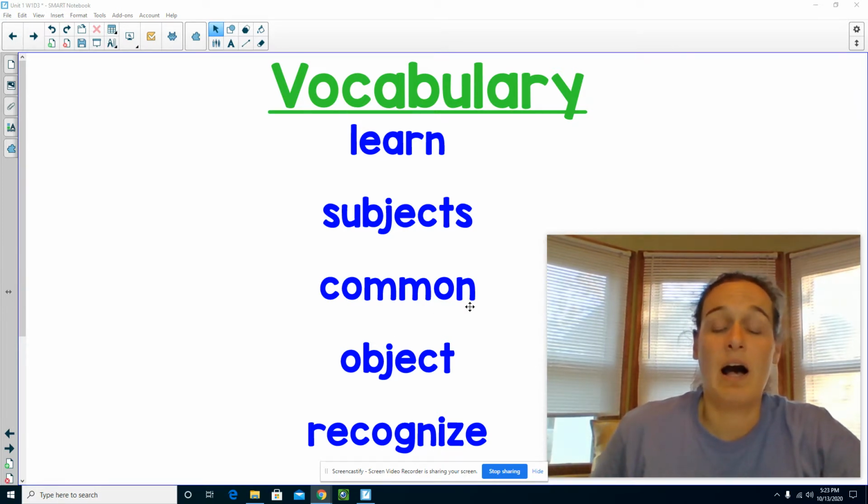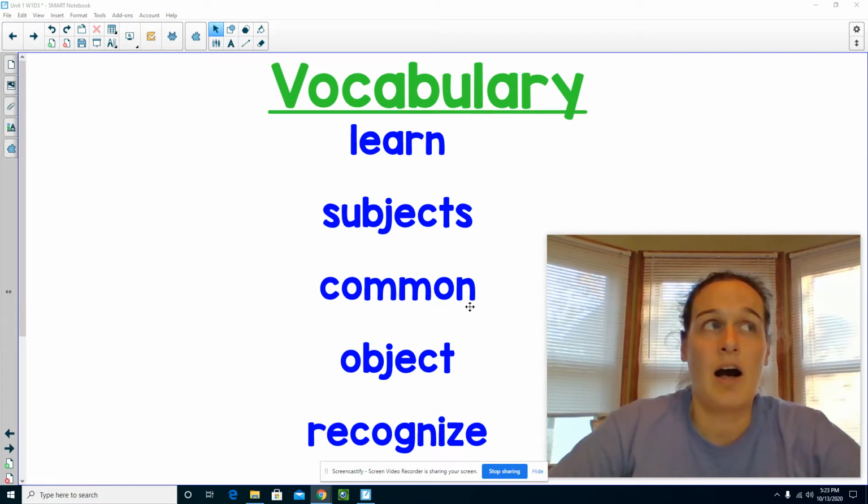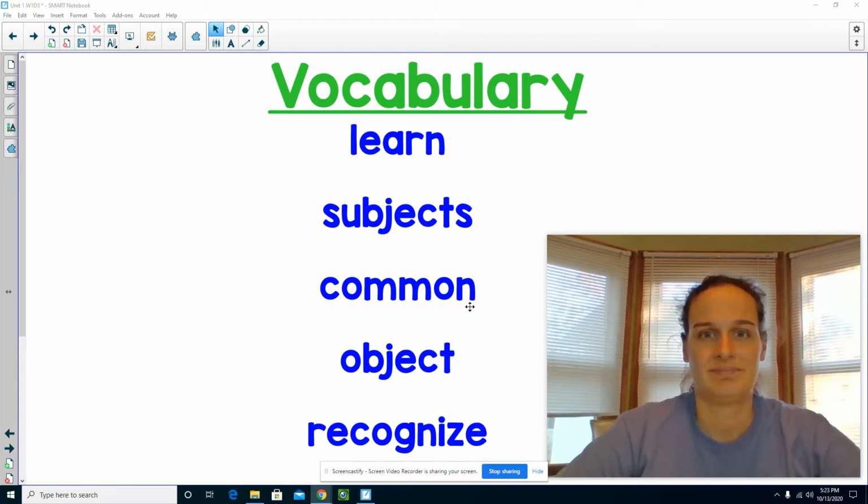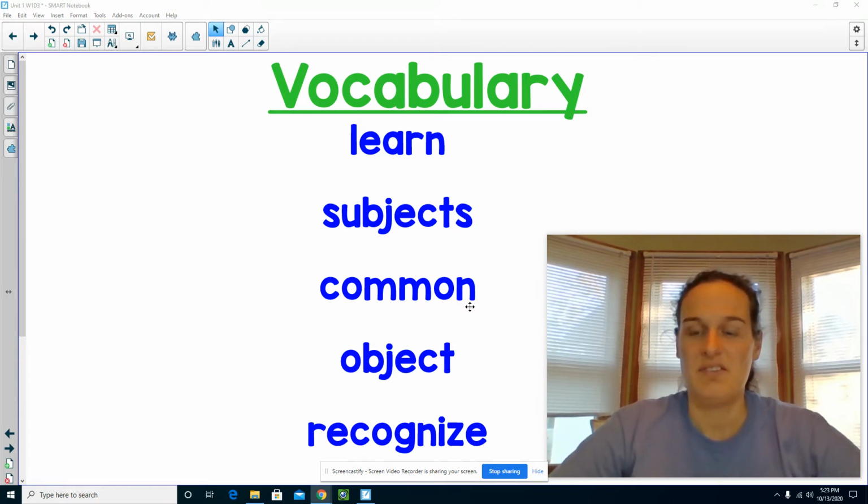The next word is common. It is common to find a book in a library. Right? That's common. You'd see books in a library all the time.